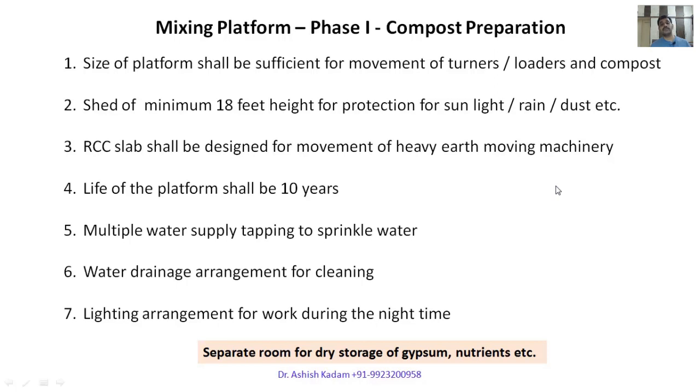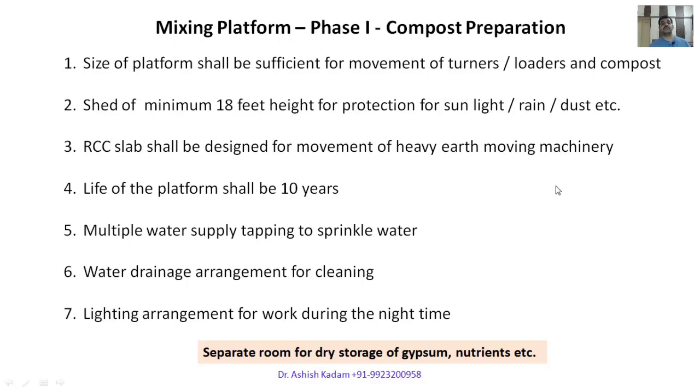Size of the platform shall be sufficient for movement of hydraulic turners, loaders and compost. Shade of minimum 18 feet height should be provided, and we are providing this shade for protection from the sunlight, rain and dust. So shade is very much recommended. Shade, I would say, is a very essential aspect of this entire process.